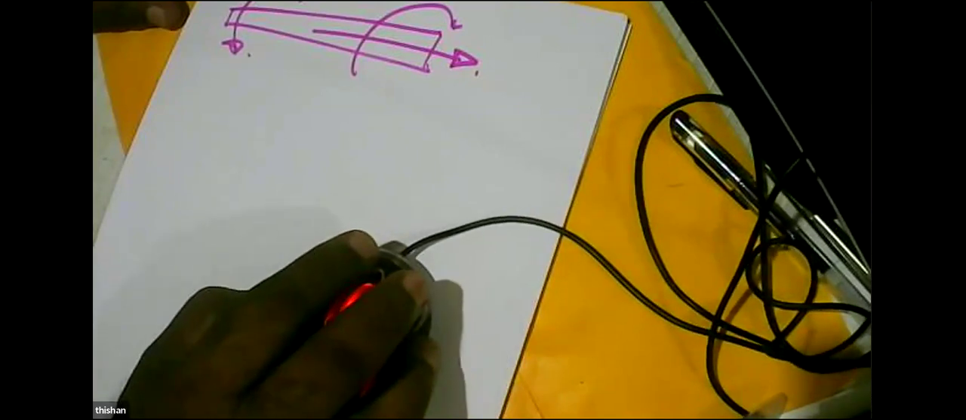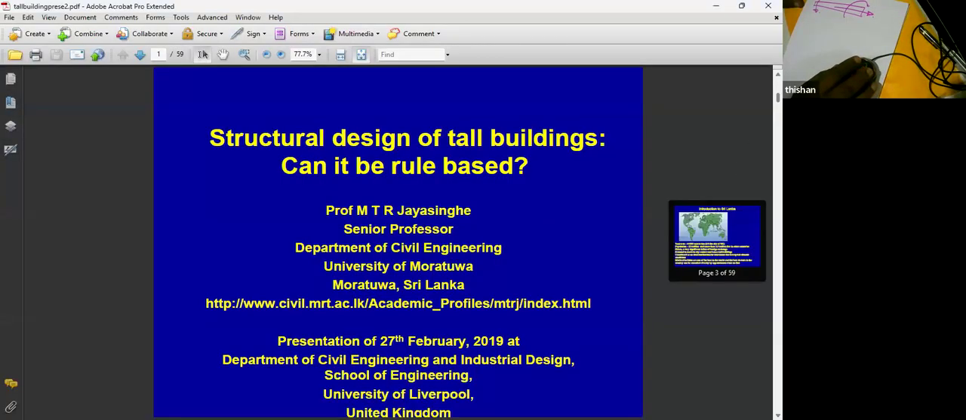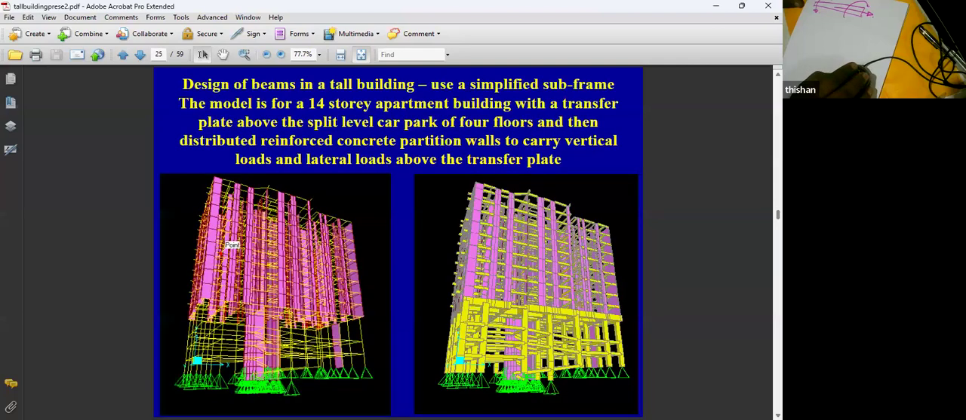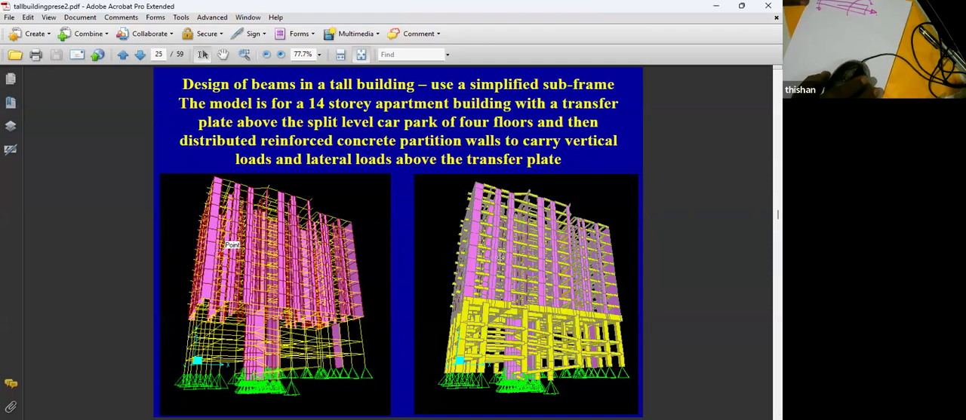I'll share the screen so that I can show you a situation that can arise. This is a presentation I did some time ago. Now we look at this particular building. You can see this is not a big building. It's only a 14-story building. Then you might ask why I show this. You can see the lower part of the building is a car park, and the upper part of the building is reserved for apartments.